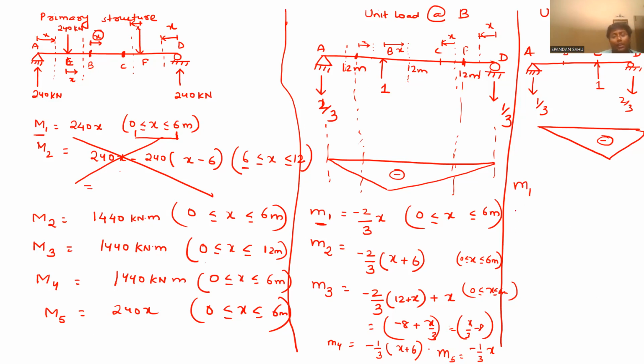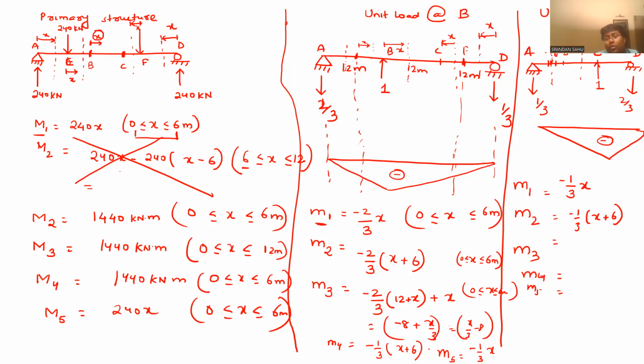So now again the same thing, you have to write M1, M2, M3, M4, M5 for this structure also. I am writing, you just check. It will be minus 1/3 x. It is simple. It will be minus 1/3 into x plus 6. Simple. It was between E to B.